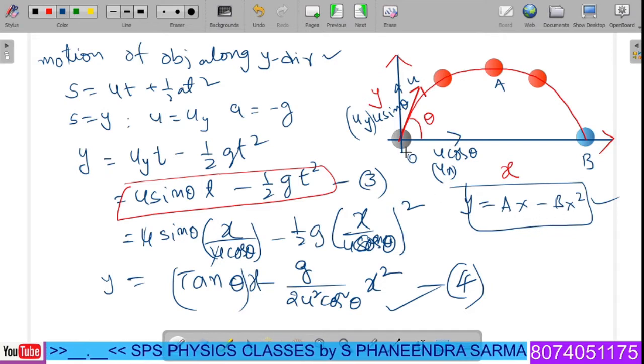Parabola. So when you project an object at an angle less than 90 degrees but greater than 0 degrees, the object will follow a path known as a parabola. Okay, this is the case we have to remember. Now, further, let us see what we have to remember, one by one.